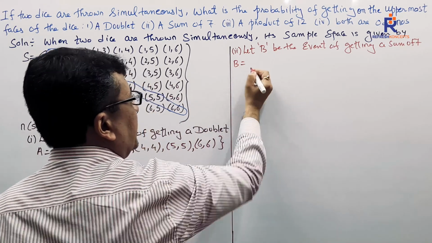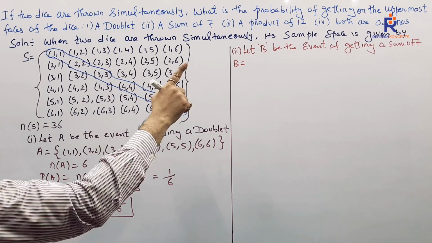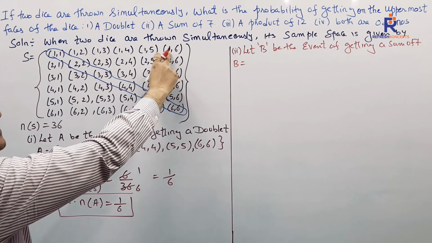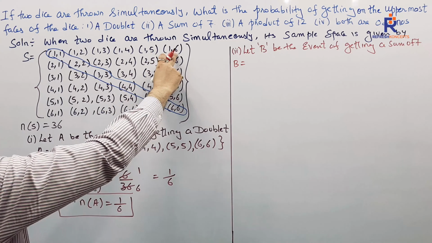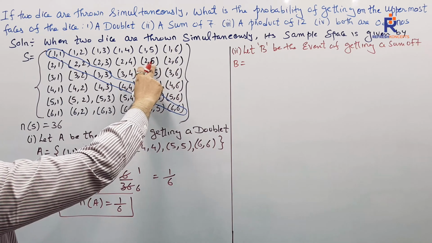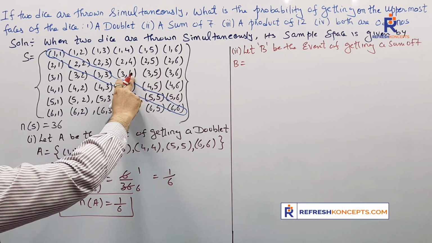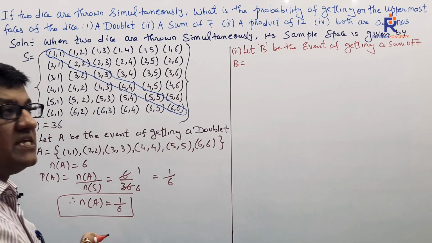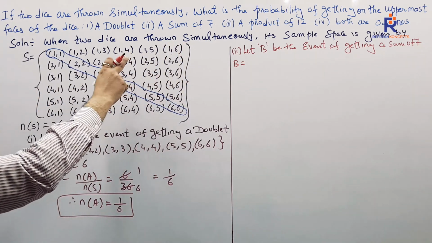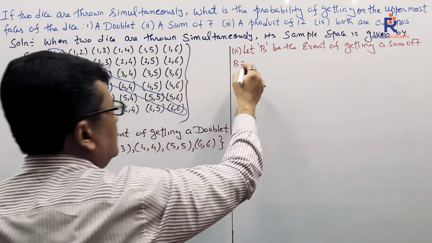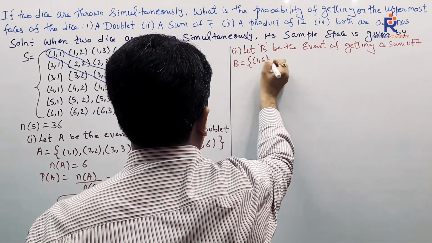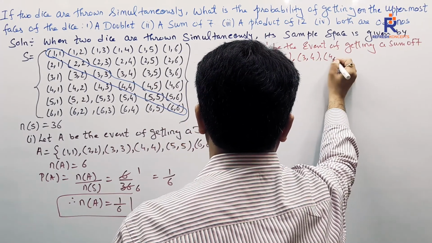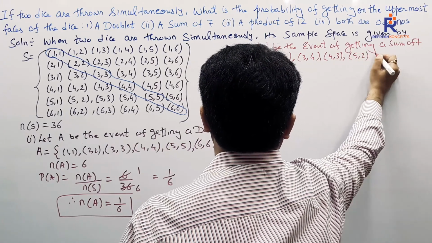So what are the sample points going to be? Let's check from the sample space. Children, we want the sum as 7, right? We start from here: 1 6, 1 plus 6 is 7. 2 5, 2 plus 5 is 7. 3 4, 3 plus 4 is 7. 4 3, 4 plus 3 is 7. 5 2, 7. 6 1, 6 plus 1 is 7. Don't you think it is the second diagonal? This is the second diagonal which is going to come as the answer. So the sample points are 1 6, 2 5, 3 4, 4 3, 5 2, and 6 1.